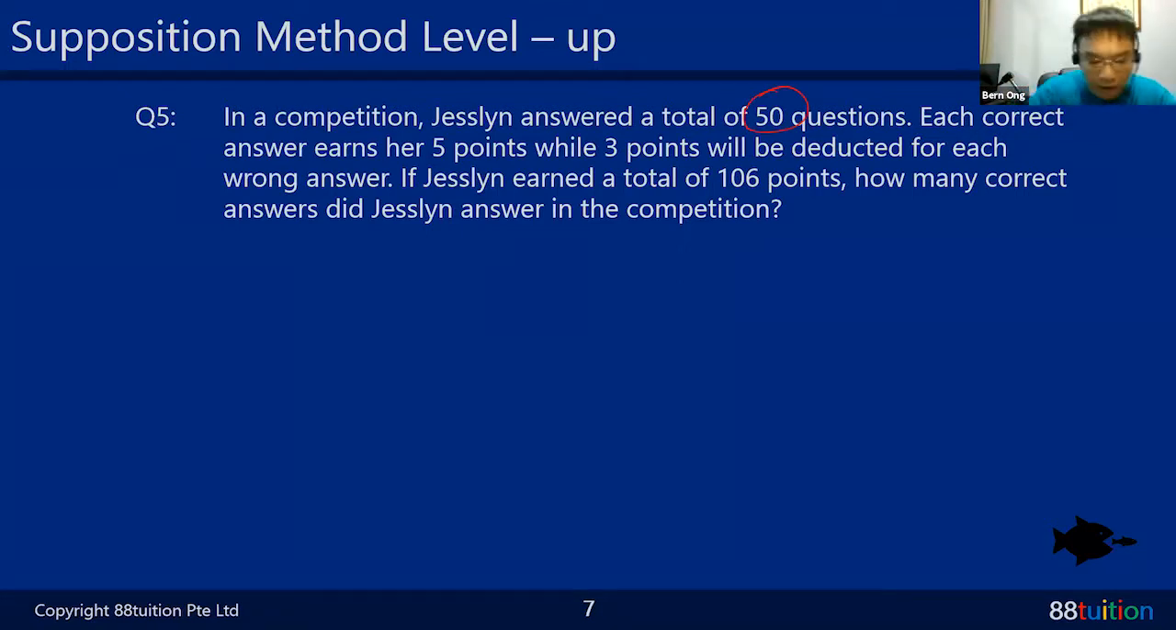If you got correct, 5 points will be given. If you got it wrong, 3 points will be deducted. Total number of points, 106 points. Got 4 information. Yes, supposition. But is it supposition or is it supposition level up?